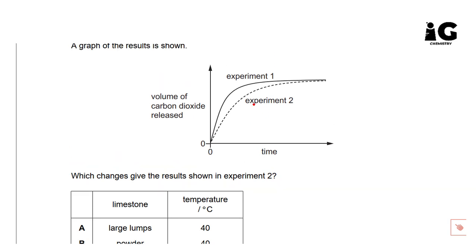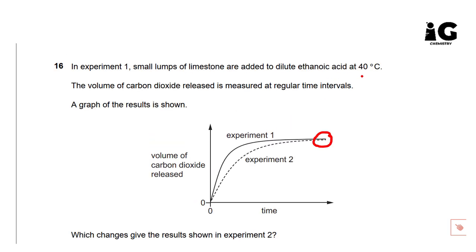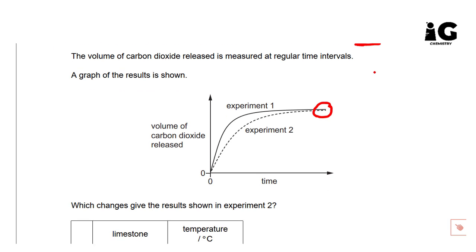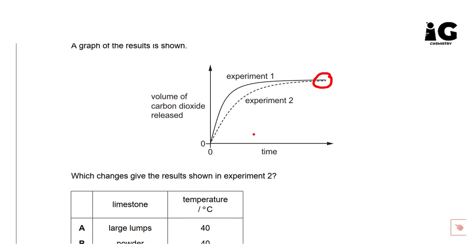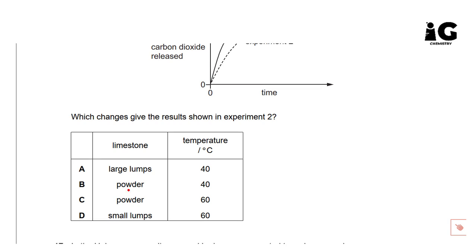In experiment 2, you see this curve is less steep, while experiment 1 is steeper than experiment 2. Both of them end at the same volume, so they should have the same number of moles. If we check the factors affecting the rate of the reaction, experiment 1 has the faster rate. Remember, here he said the reaction temperature was 40 degrees Celsius, and this curve is less steep.